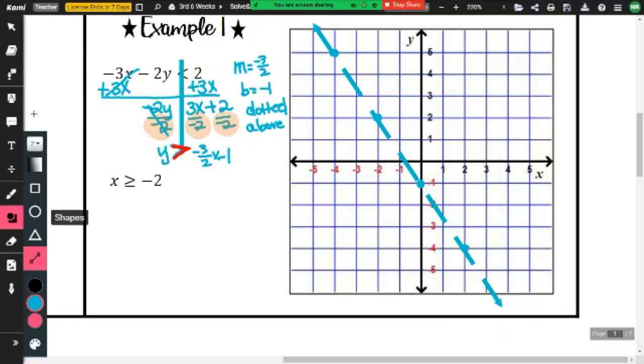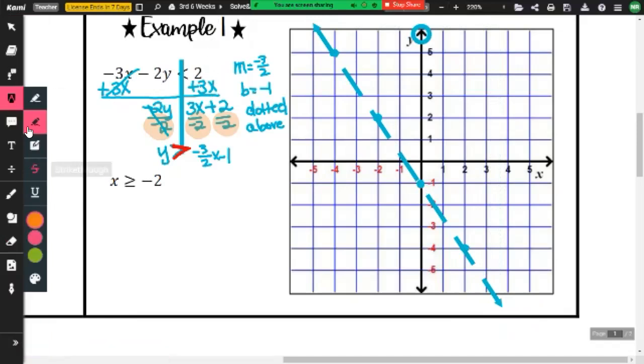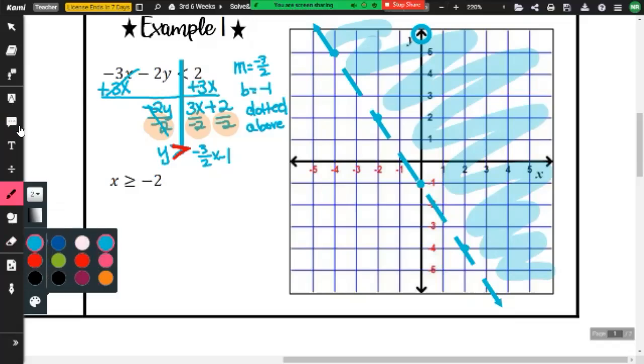So you want to put your pencil on the y-intercept right here and find that up arrow, which is right here. So that lets me know that I'm going to shade above, everything above here. So you don't have to make it perfect, just like I said in class, because really you're trying to figure out where the shading will overlap.